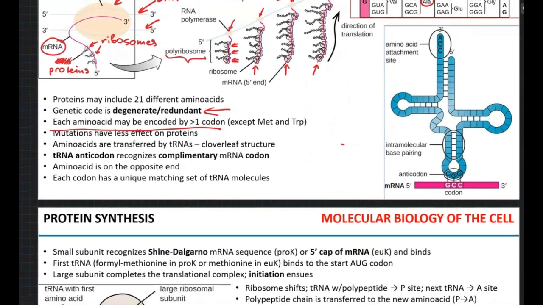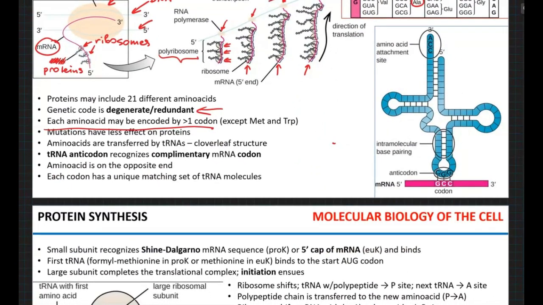So what is the mechanism of recognition? How does a ribosome, quote unquote, know what to put in?